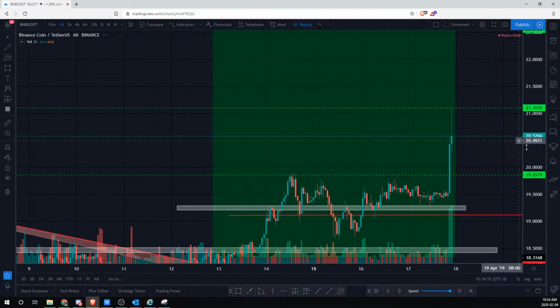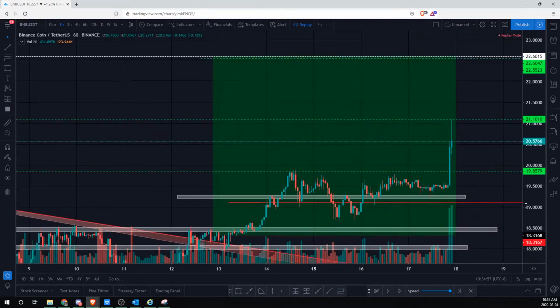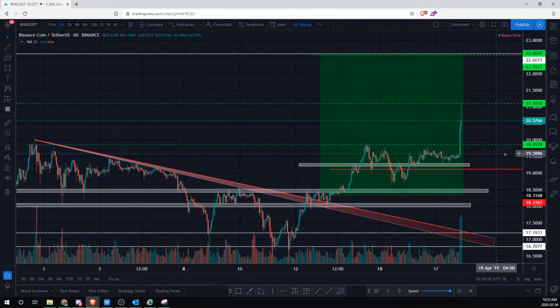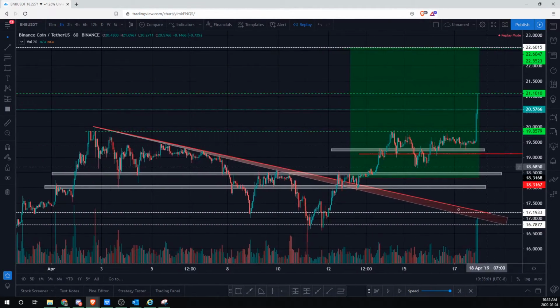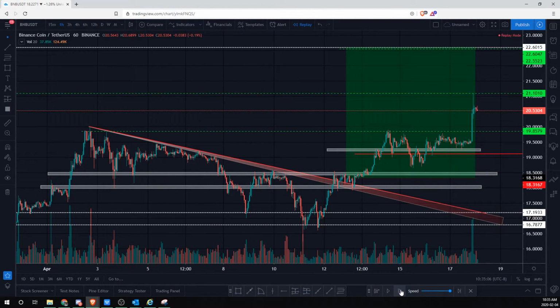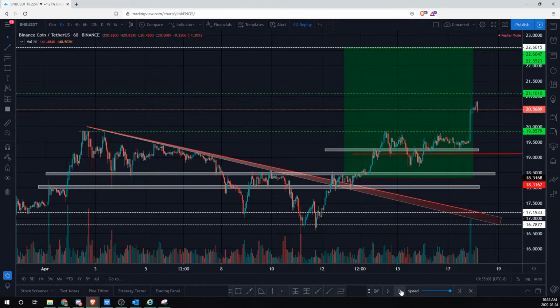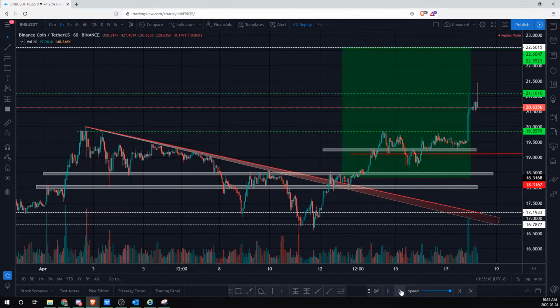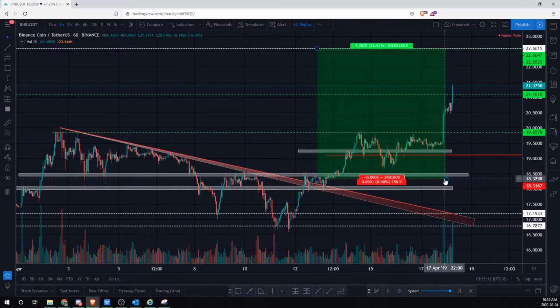Let's see if that hit our take profit. I don't think it did. No, it did not hit our take profit, so we're still just doing exactly what we've been doing. No change with our analysis. So let's see if we're able to hit that second take profit. Still making those higher highs. Pullback. Okay, boom. So there is our second take profit hit.